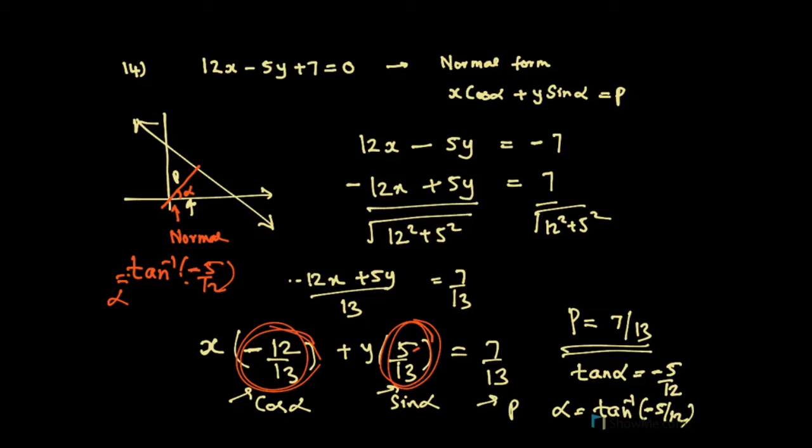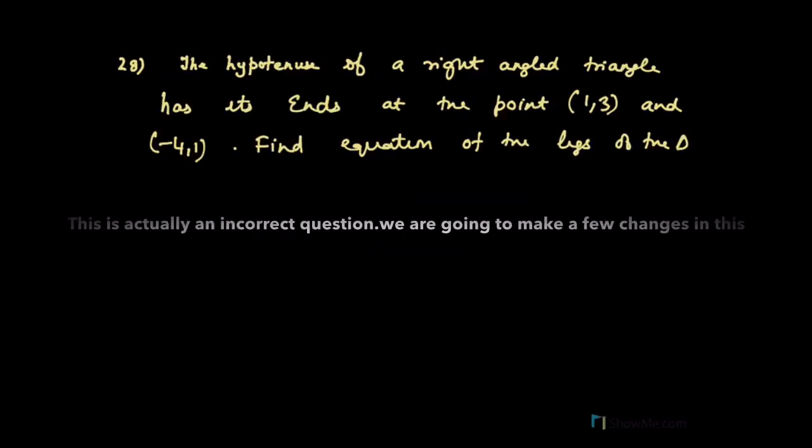So, ax plus by plus c is equal to 0. When we want to convert it to normal form, it is x cos alpha plus y sin alpha equals p. So, we divide both sides by root of a square plus b square.